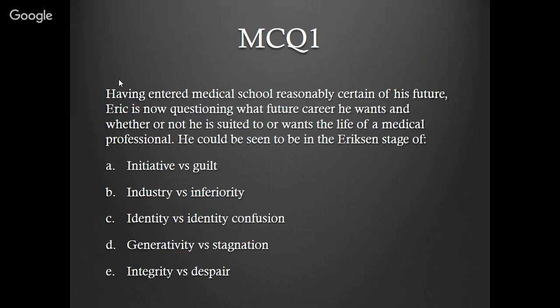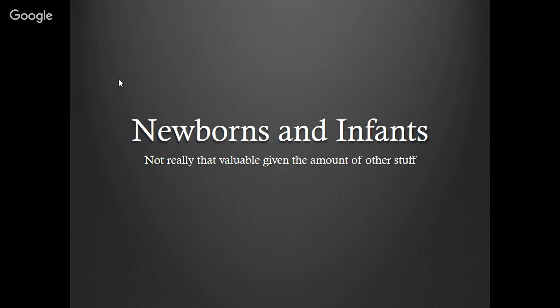So, having just told you about the different ones they might ask you about: having entered medical school, pretty certain of what he wants to do, Eric's now questioning what future career he wants and whether or not he's suited to or wants the life of a medical professional. So which Erikson stage might he be in? Yeah, pretty simple, right? Like there's no tricks to them, they just make sense. So should really be fine.